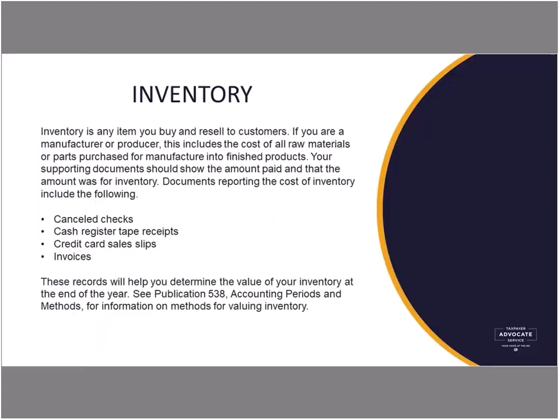A little bit about inventory. Inventory, of course, is any item you buy and resell to customers. If you're a manufacturer or producer, this includes the cost of all raw materials or parts purchased for manufacture into that finished product. Your supporting document should show the amount paid and that the amount was for inventory.